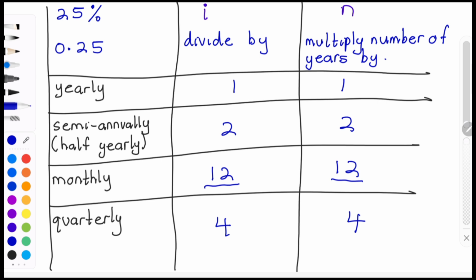So this is the table that you need to know when it comes to them. If they say compounded quarterly, what do you do? You divide by 4, and then the number of years you multiply by 4.